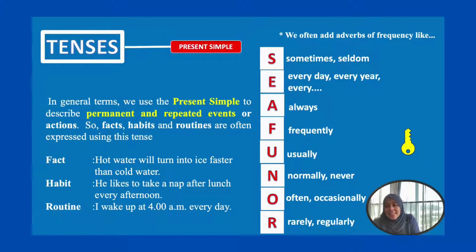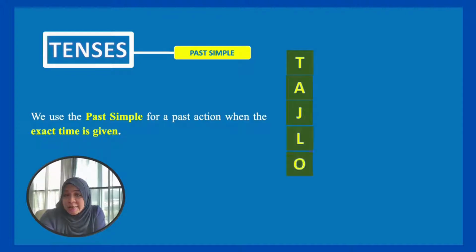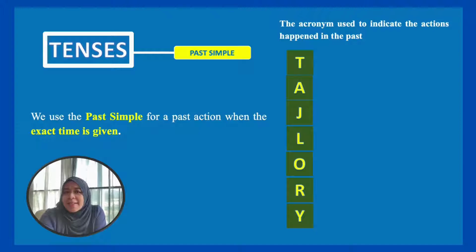So all these are actually the keys. Past simple. We use the past simple for past action when the exact time is given. T-A-J-L-O-R-Y. What is this? The acronym used to indicate the actions happened in the past.